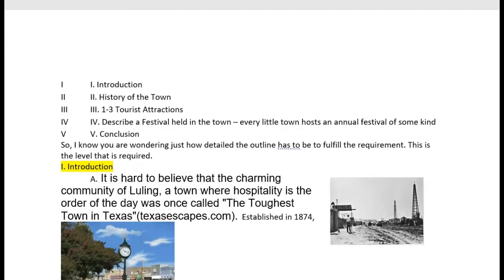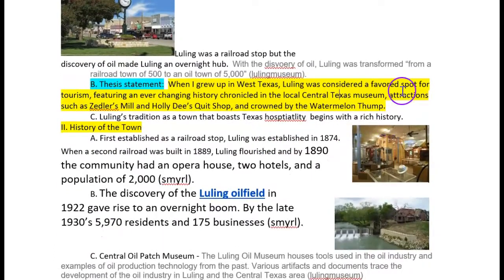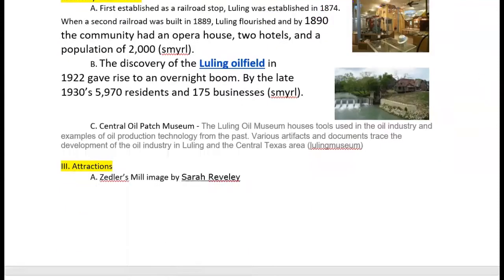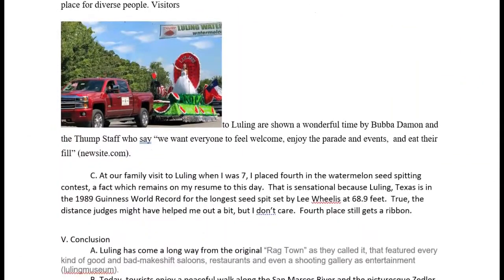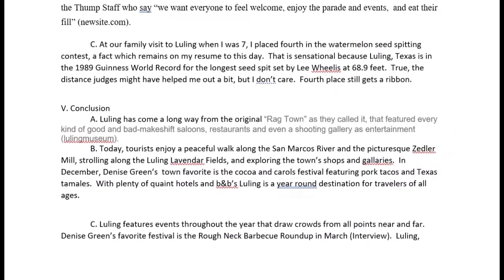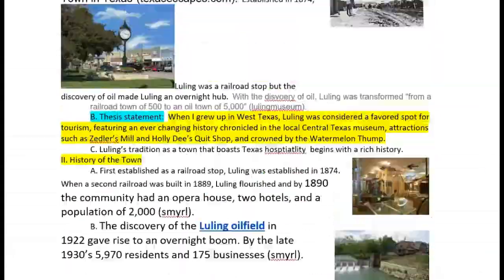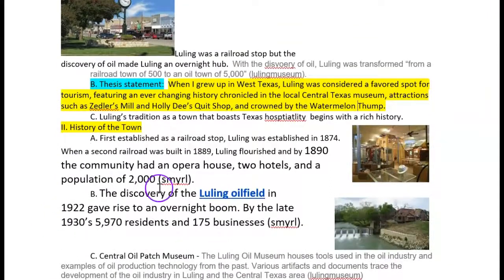Okay, so in the thesis sentence, we have attractions such as Zedler's Mill and Holly D's Quilt Shop, and crowned by the Watermelon Thump. That sentence tells the reader everything the reader needs to know about what they are going to be presented. Yeah? That's how a thesis sentence goes. And I usually write the thesis sentence as a rough draft at the beginning, and then I finish that after I finish the outline, because then I can see the order that I place things.